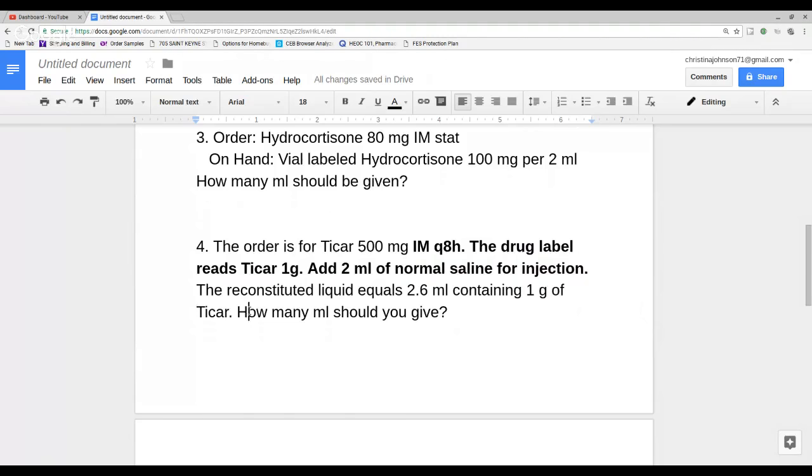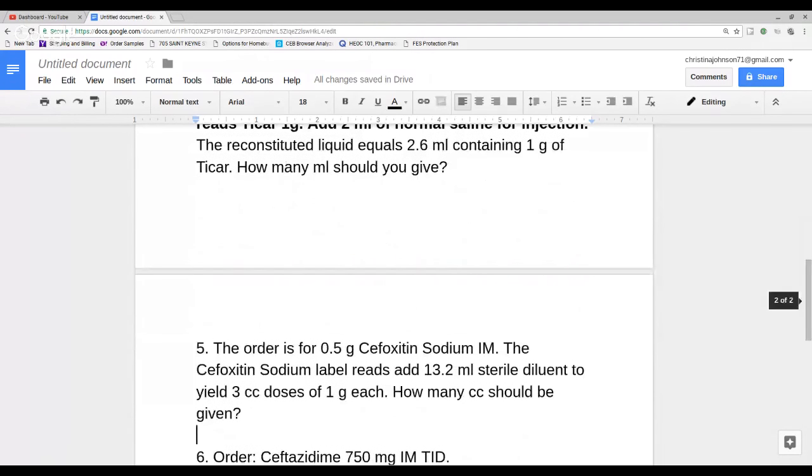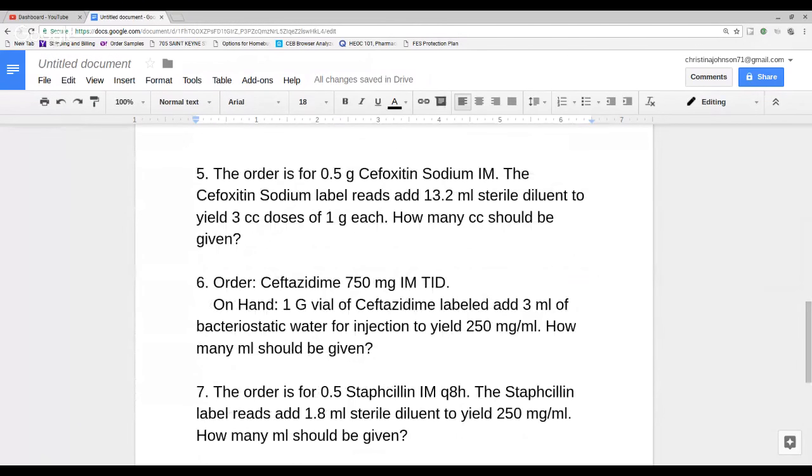All right, so number 5. The order is for 0.5 grams of cefoxitin sodium intramuscular. The cefoxitin sodium label reads add 13.2 milliliters sterile diluent to yield 3 cc doses of 1 gram each. How many cc should be given?